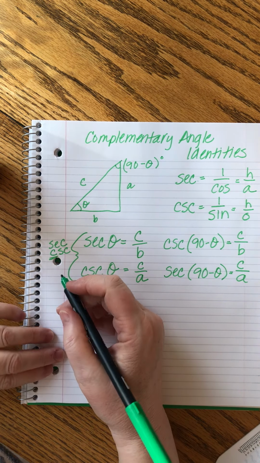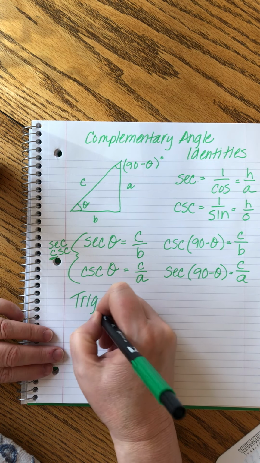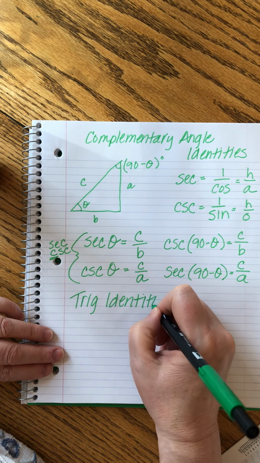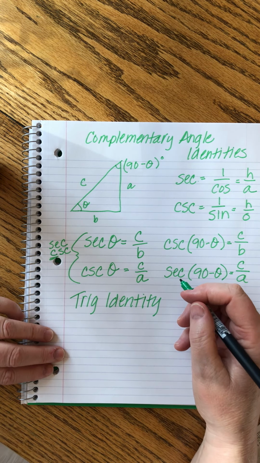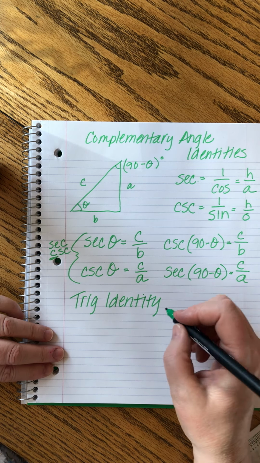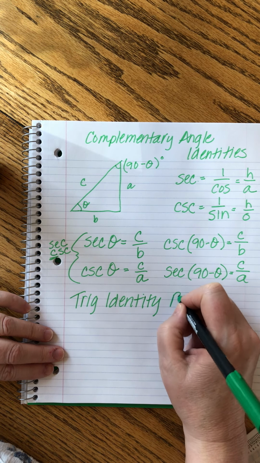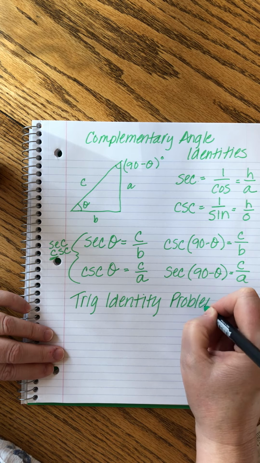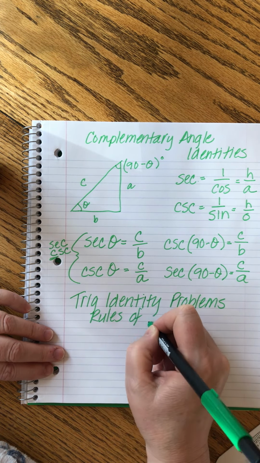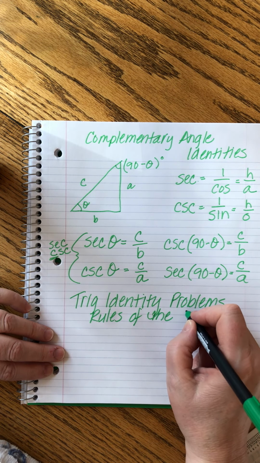These are called trig identity problems. And there are two simple rules that we use to solve these. They're kind of like proofs, but nowhere near as fussy, and most students think more fun. Trig identity problems, and John refers to this as rules of the game. And I like that because I do think of these trig identity problems as games.